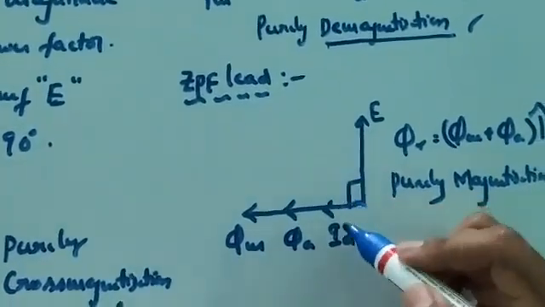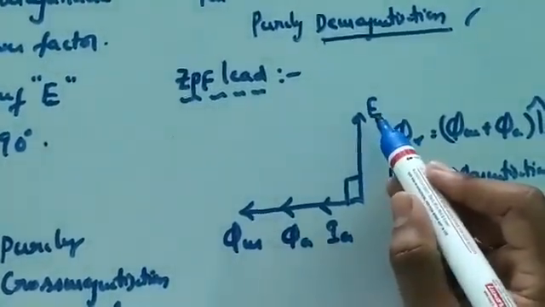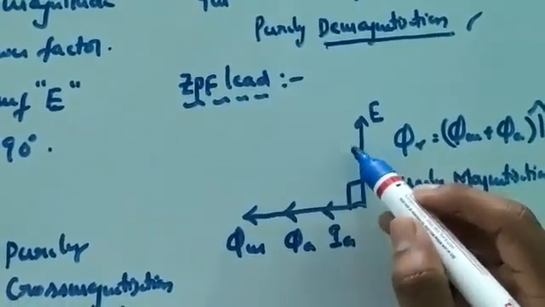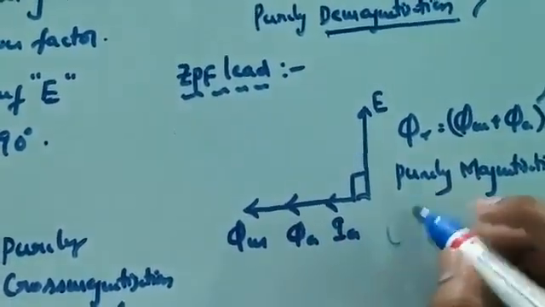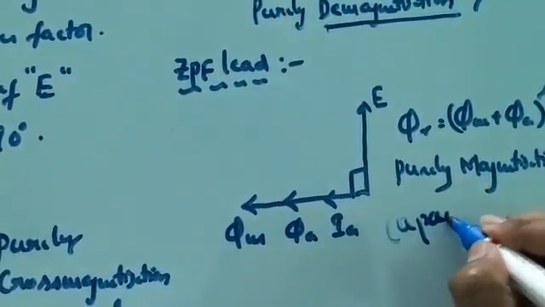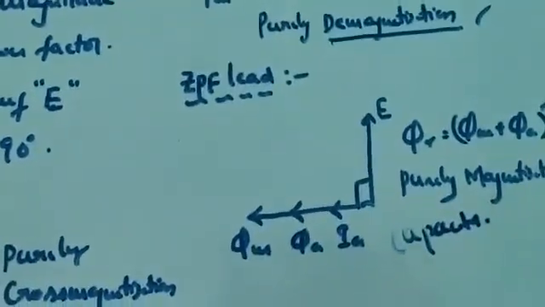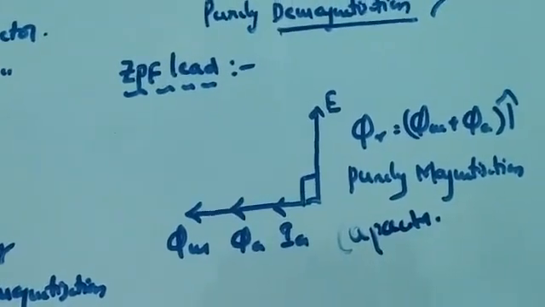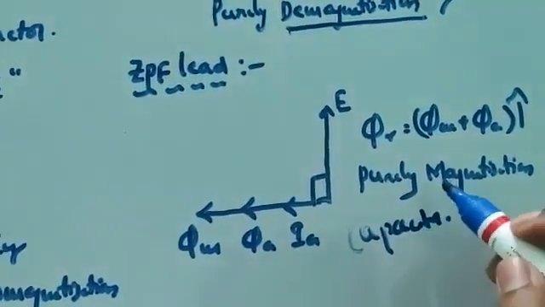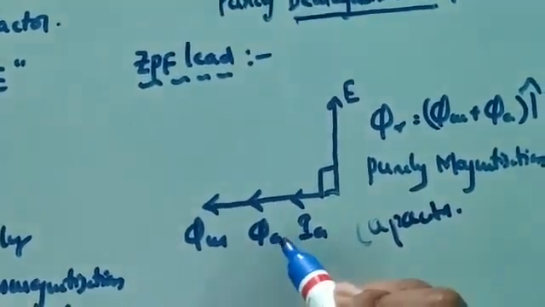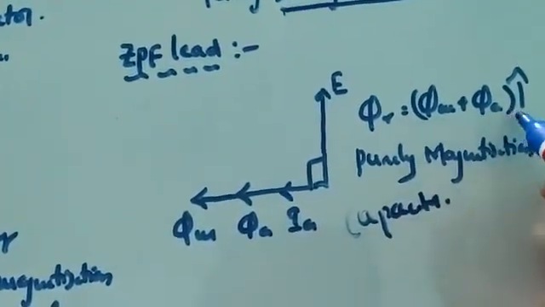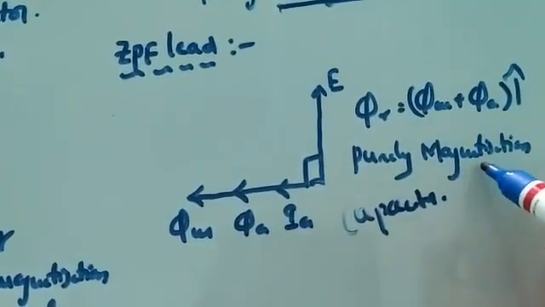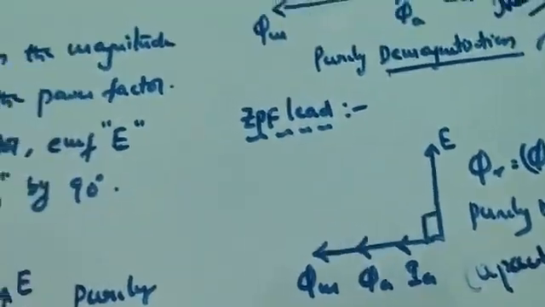Next one is ZPF leading. In the leading condition, IA always leads the voltage, and it occurs in a pure capacitor. So here phi m and phi A are in phase, aiding each other. That is, the resultant flux will be increasing. As it is increasing, it is purely magnetizing condition. Thank you.